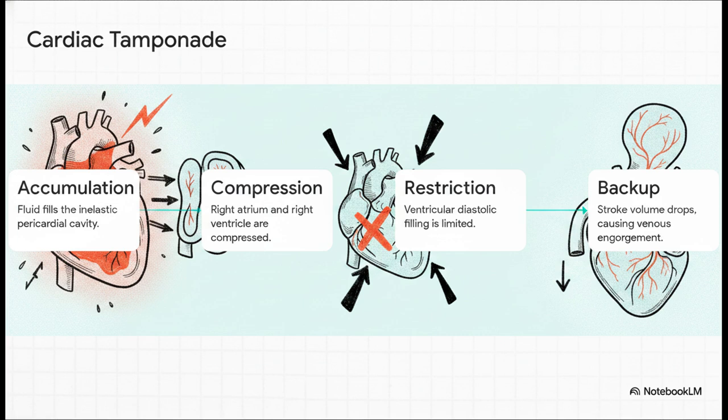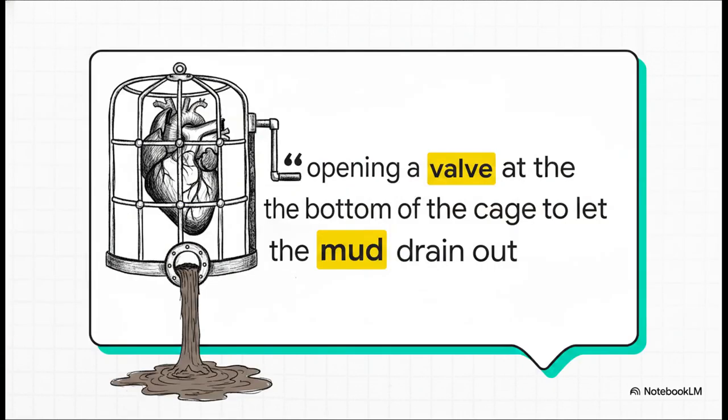If you get inflammatory capillary leakage or a post-infarction rupture, fluid or blood rapidly accumulates. Because the outer sac can't stretch to accommodate it, all that fluid creates intense pressure inward, crushing the thin-walled right atrium and right ventricle. This massively restricts ventricular diastolic filling. Stroke volume drops off a cliff, cardiac output collapses, and blood just backs up into the superior vena cava. That's what leads to systemic venous engorgement, which you'll literally see in a patient's neck and face as part of Beck's triad.